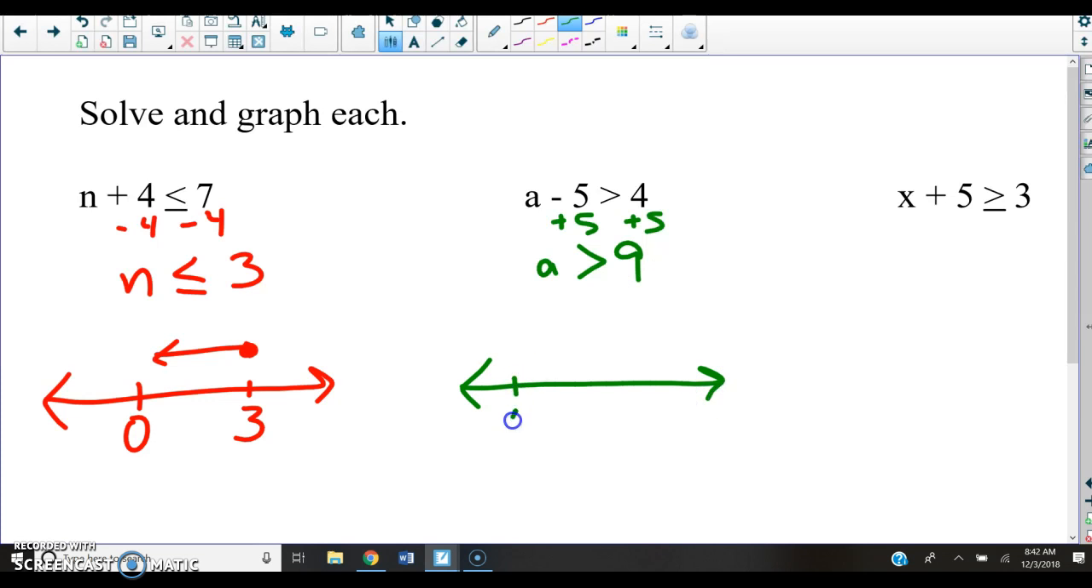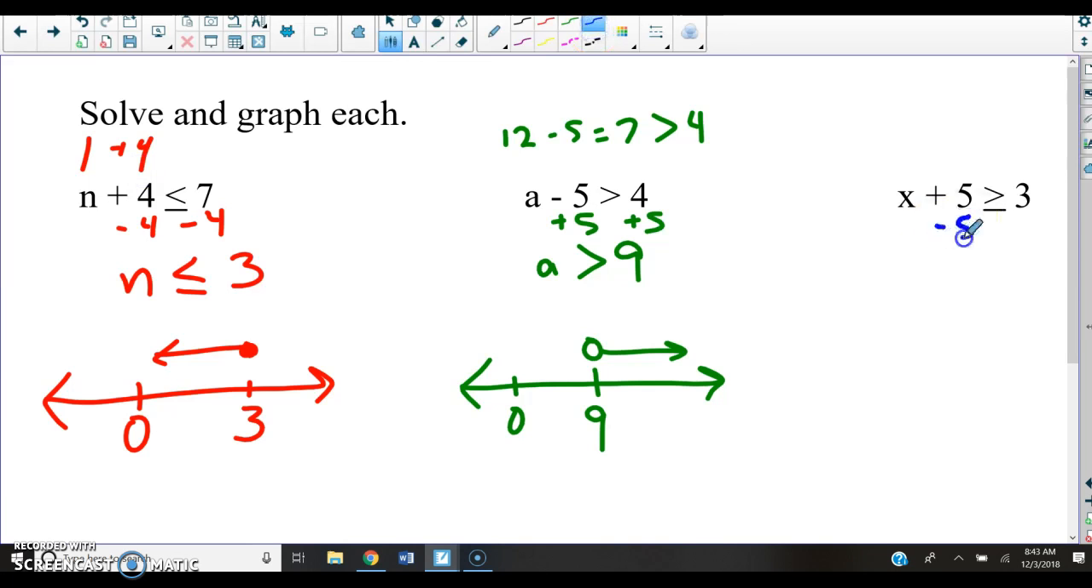So here's 0, here's my 9. Greater than does not have the or equal. I'm pointing the arrowhead the same way. Remember, you can check this. So if I put 12 in for a, 12 minus 5 is 7, and that's certainly greater than 4. On the first one, something less than 3. So if I pick 1, 1 plus 4 is 5. That's less than 7.